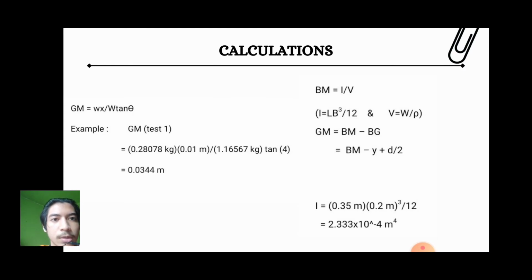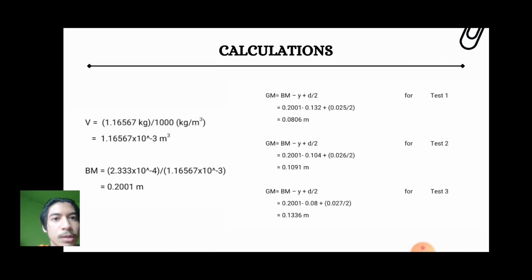Sample for test 1, so we get 0.0344 meter. BM equals I over V, and by substituting a value for I we get 2.3 × 10^-4 m^4. To find V, we get 1.16 × 10^-3 m^3, and BM we get 0.2 meter. GM for test 1 we get 0.0806 meter. For test 2, 0.1091 meter, and for test 3, 0.1336 meter.